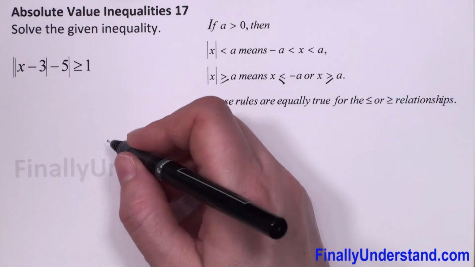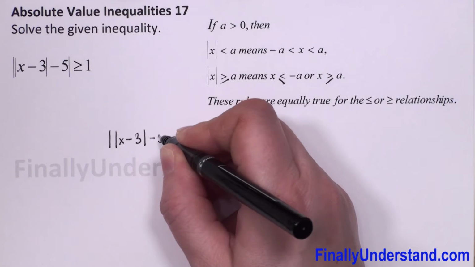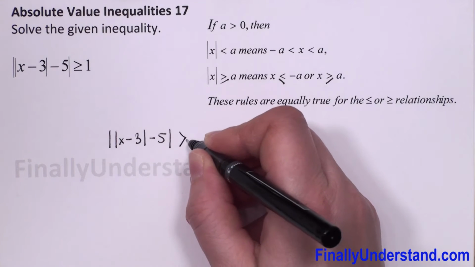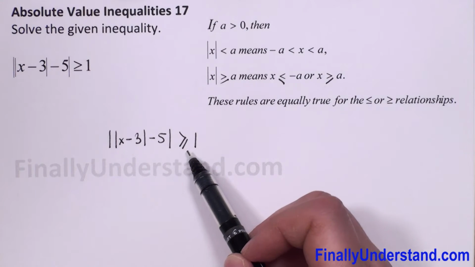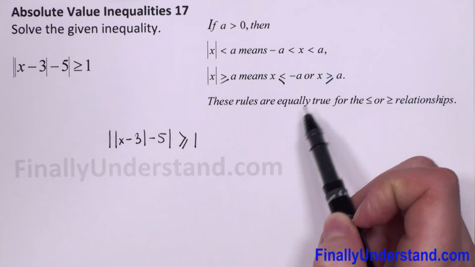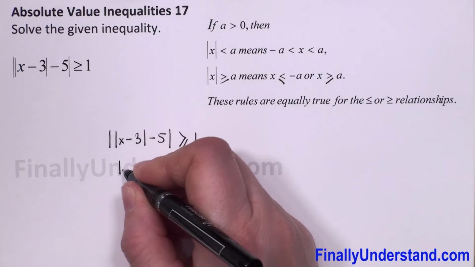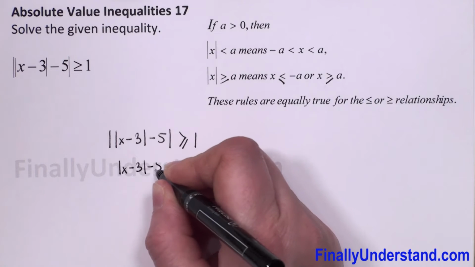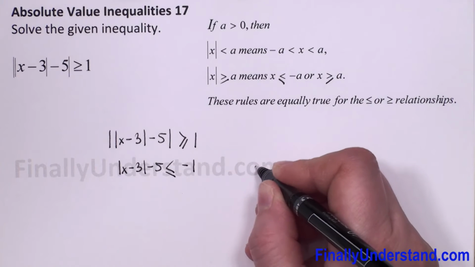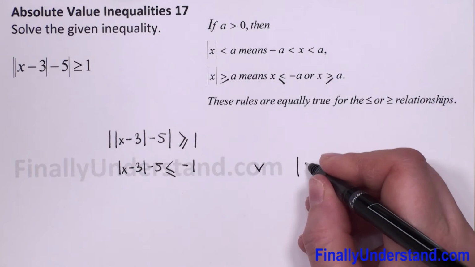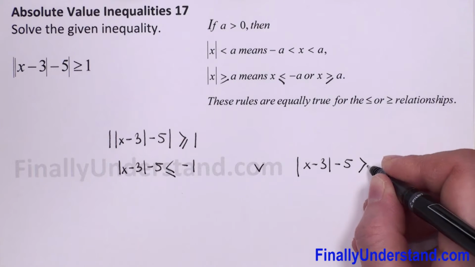So let me copy this example. We have the absolute value of x minus 3 minus 5 is greater than or equal to 1. We have to rewrite our inequality as two inequalities with no absolute value bars. So we have the absolute value of x minus 3 minus 5 is less than or equal to negative 1, or we have the absolute value of x minus 3 minus 5 is greater than or equal to 1.